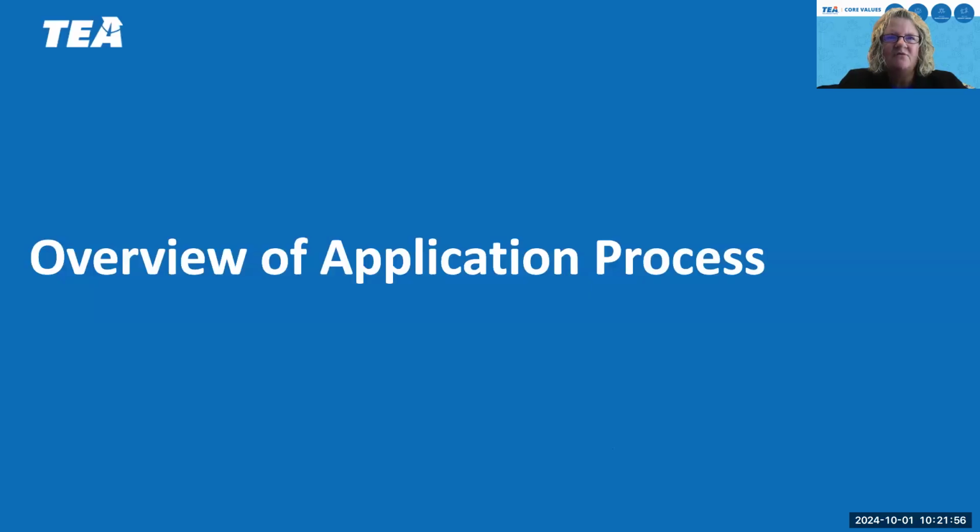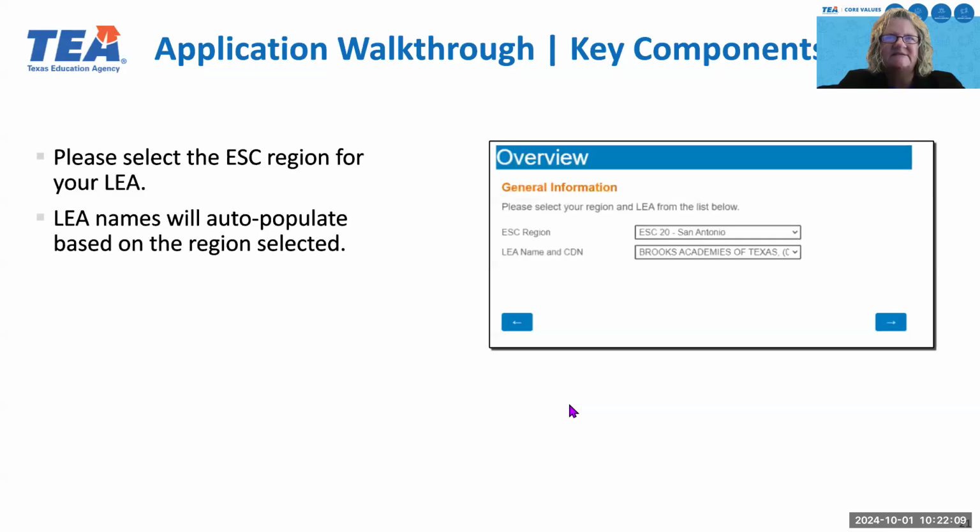So here's an overview of the application process. We looked at the grants, we looked at the bundles, we looked at possibly the awarding criteria and an overview. Now, what does the application look like, and what are some key things that I need to know? First, this is a screenshot of a template of the application. You would choose the region that you are served through, and then click on this drop down that lists all the LEAs.